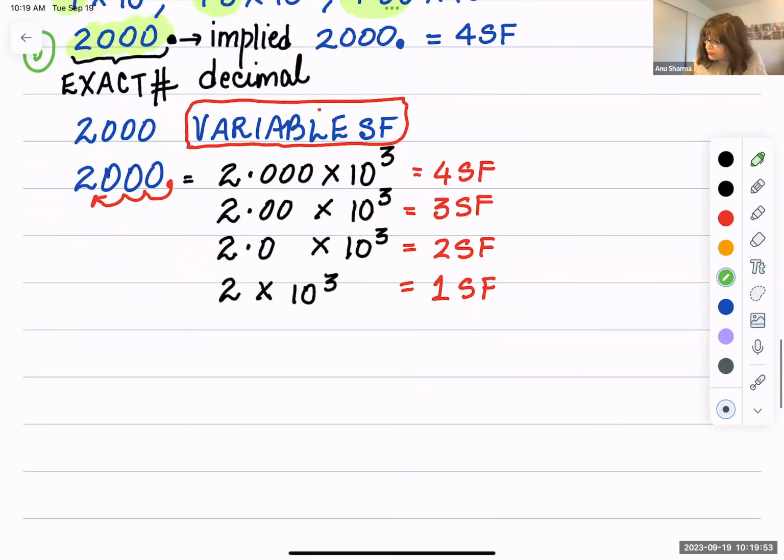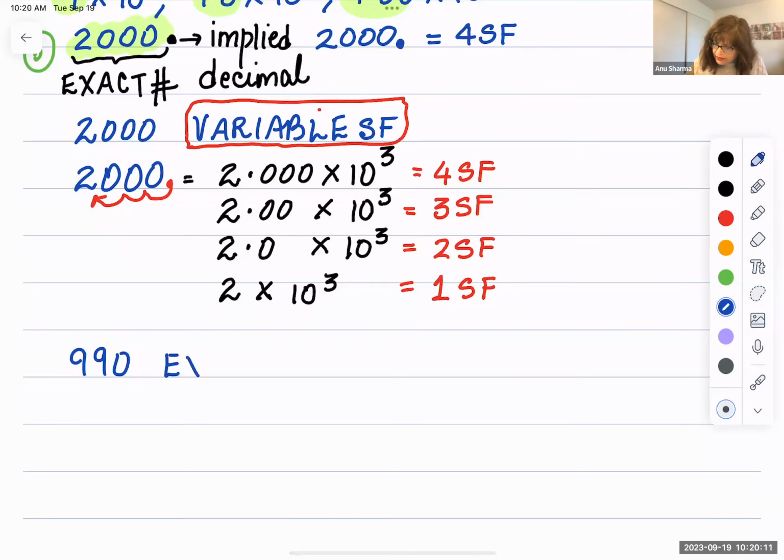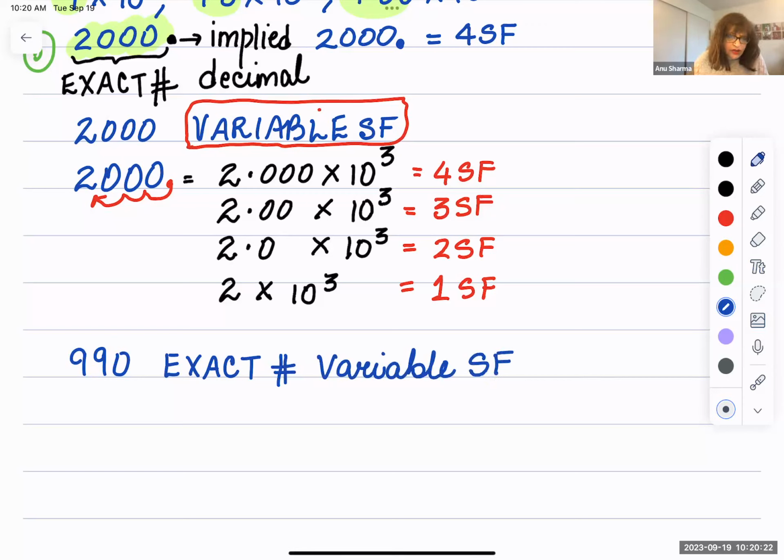So anyways, now let's look at this question from the worksheet. You said 990, right? That's a good question. It was 990 or something else? Yeah, it's 990. Okay, so this is an exact number. Exact numbers mean, once again, variable significant figures. So how many were given in your book, in the worksheet? 2.